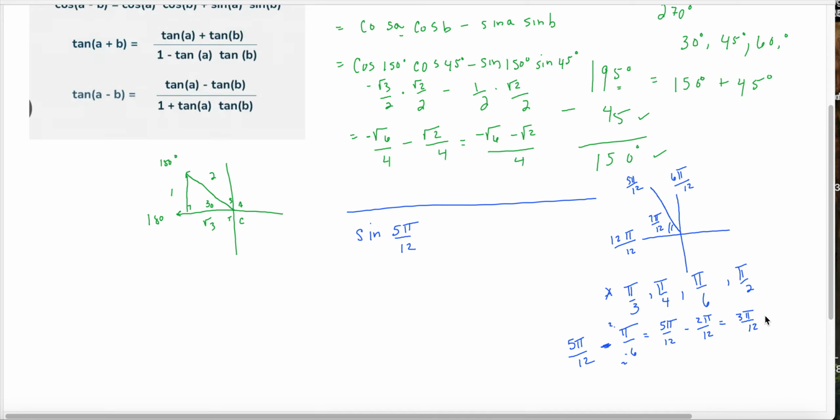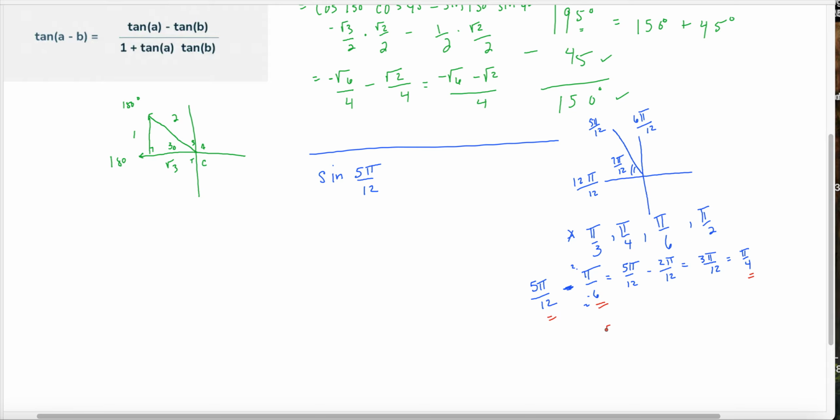So 3 pi over 12, I can reduce by a factor of 3 to pi over 4. So this would imply, right, when I subtract pi over 6 from 5 pi over 12, I get pi over 4. So we can say that 5 pi over 12 is equal to pi over 6 plus pi over 4. So that's how we'll break that up, and we'll apply the appropriate formula.